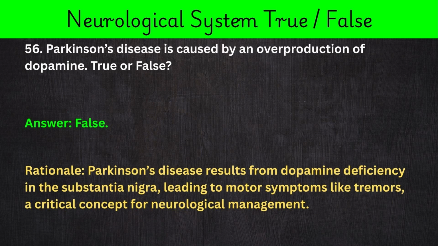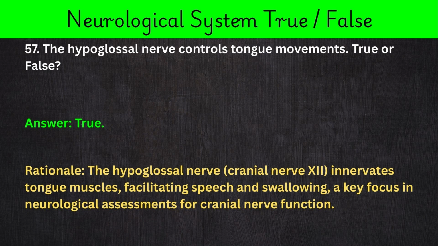56. Parkinson's disease is caused by an overproduction of dopamine. True or false? Answer: false. Rationale: Parkinson's disease results from dopamine deficiency in the substantia nigra, leading to motor symptoms like tremors, a critical concept for neurological management.